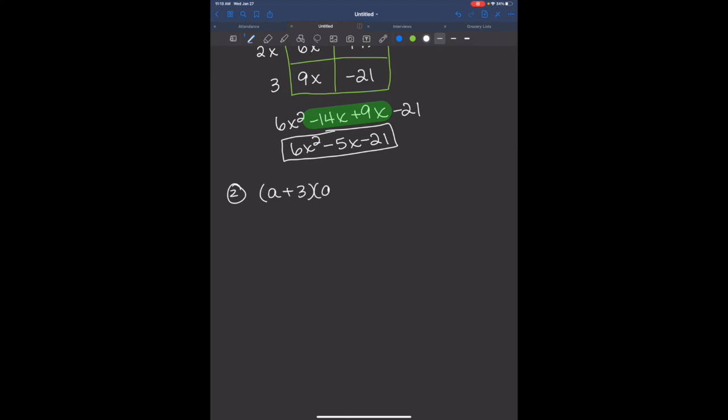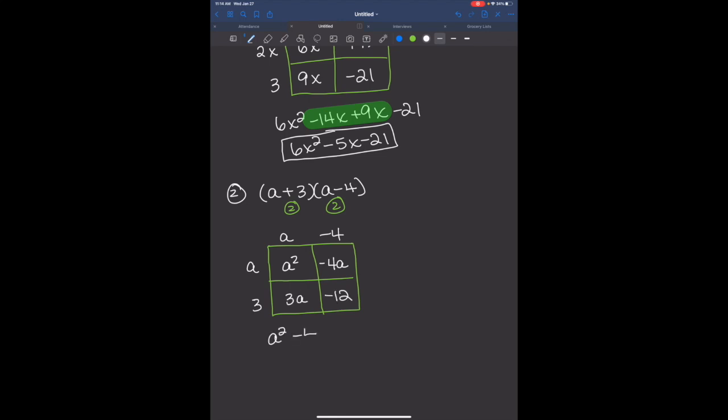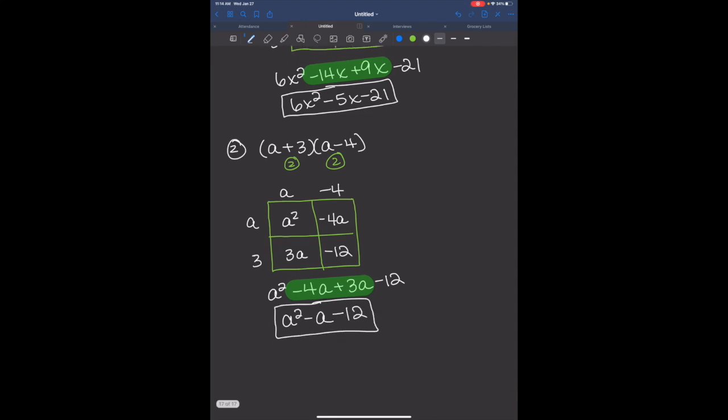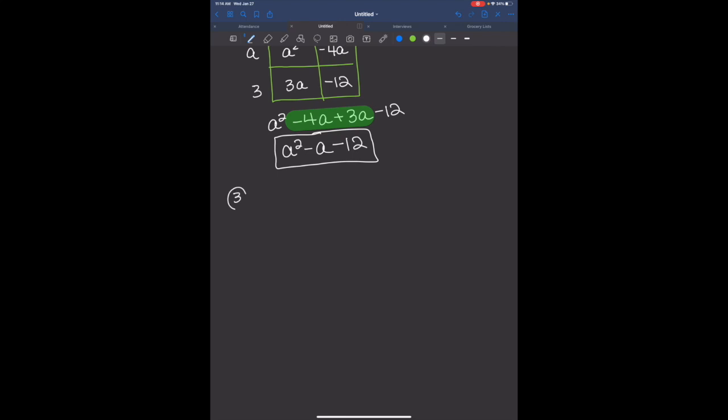For number 2, we've got a plus 3 times a minus 4. That's a 2 by 2. So we write it out. a and 3 on the left, a and negative 4 on the top, and a times a is going to give us a squared. a times negative 4 is going to give us negative 4a. 3 times a equals 3a, and 3 times negative 4 equals negative 12. When we write it out, we can combine the negative 4a and the 3a to give us negative a. So we get a squared minus a minus 12.